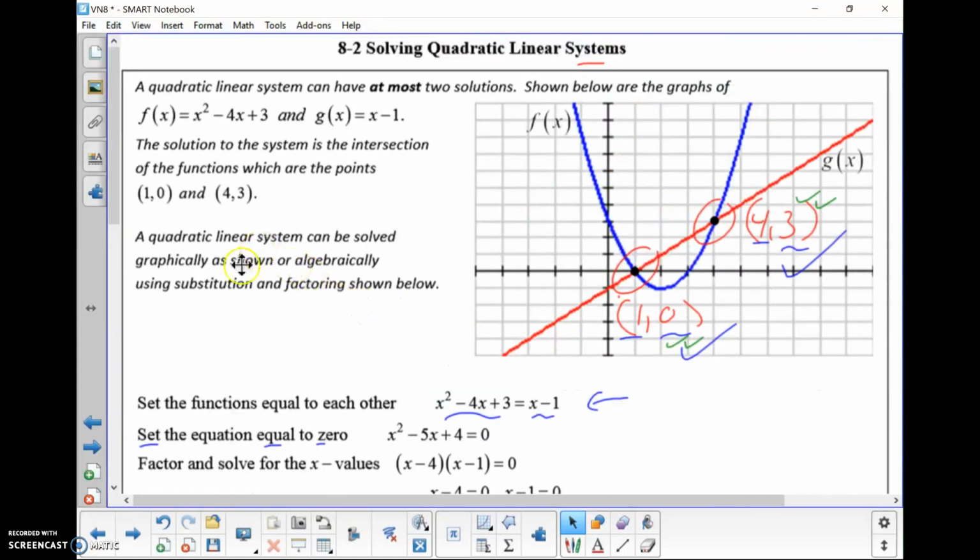And the next video we'll get into the quadratic formula. Talk about when your roots aren't nice, neat, whole numbers, that type of stuff.